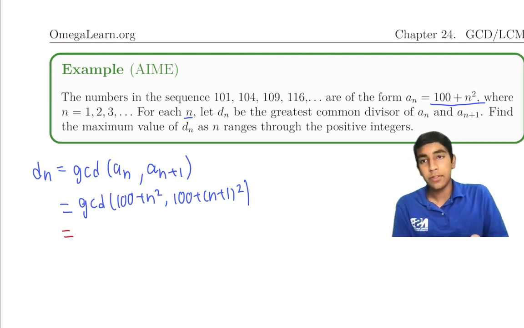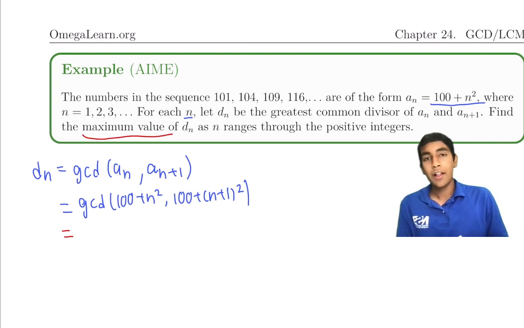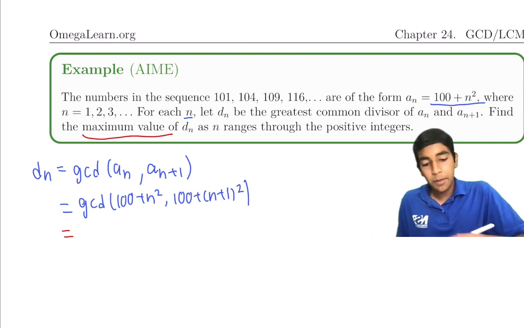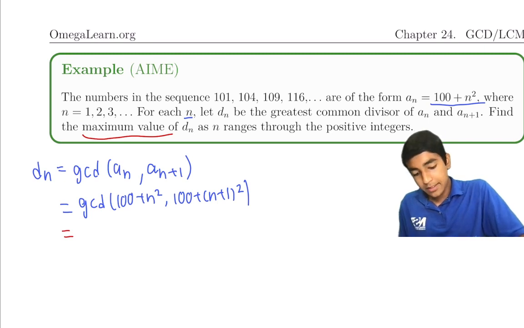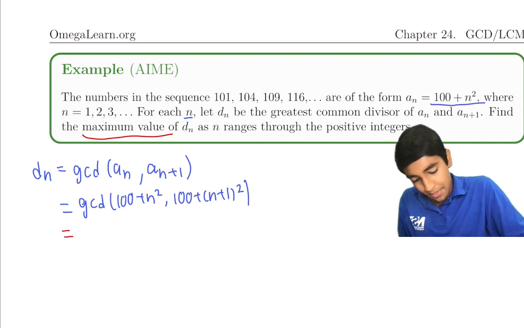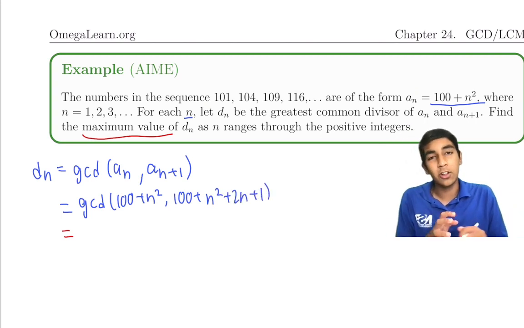How do we evaluate this? First of all, how do we find the maximum value of this? The trick is the Euclidean algorithm. And why do we use the Euclidean algorithm? Because we noticed that these terms have a lot of common terms. If we expand out (n plus 1) squared, you get n squared plus 2n plus 1. And these terms are almost identical except for that 2n plus 1 there, right?